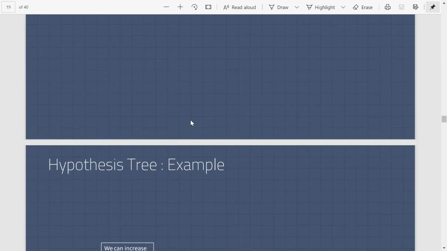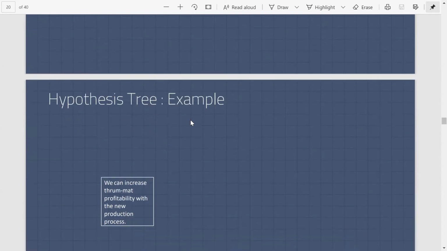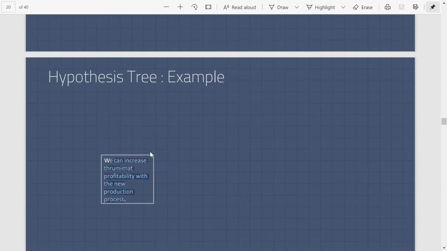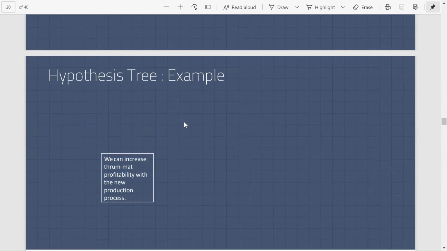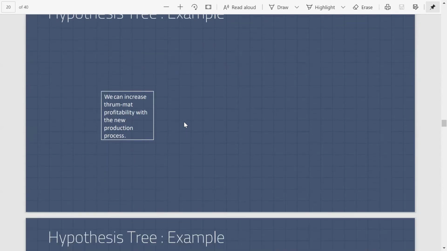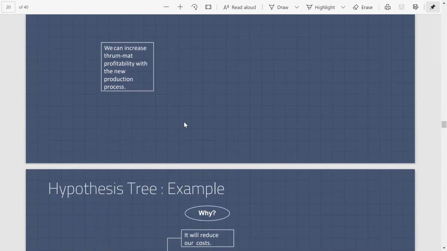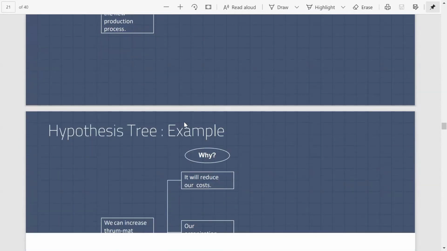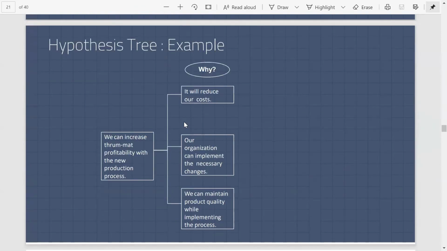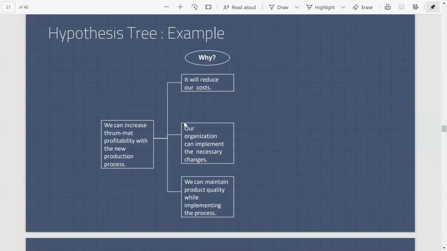And now we build on that. To increase the profitability, we can do it with the new production process. And we build the hypothesis tree with a why question here. Why do you think the new production process can help? Let's take a look at it. How will that be done? Now you're building up an argument saying why the option that you have chosen is the one to go forward with. Or why are you choosing that option?